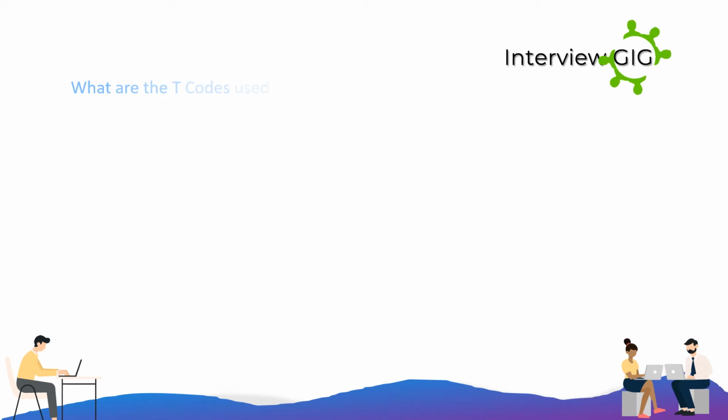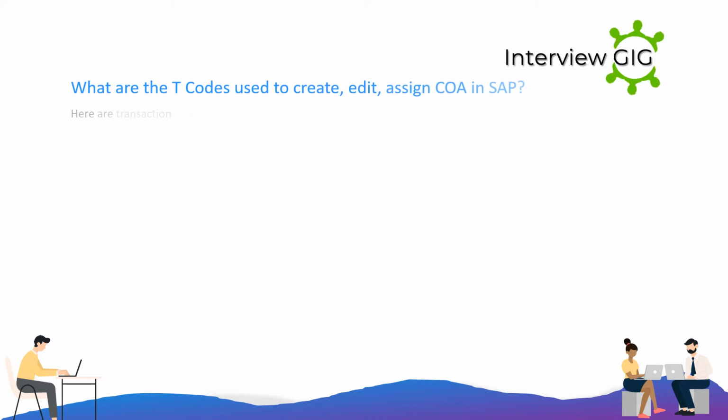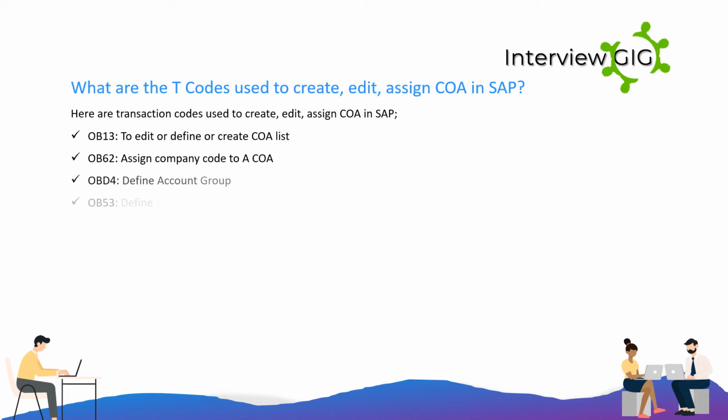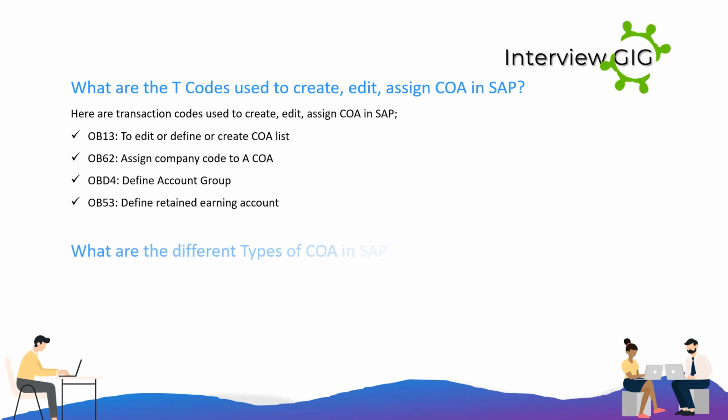What are the T codes used to create, edit, assign COA in SAP? Here are transaction codes used to create, edit, assign COA in SAP. OB13, to edit or define or create COA list. OB62, assign company code to a COA. OBD4, define account group. OB53, define retained earnings account.